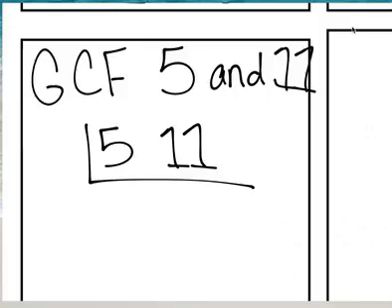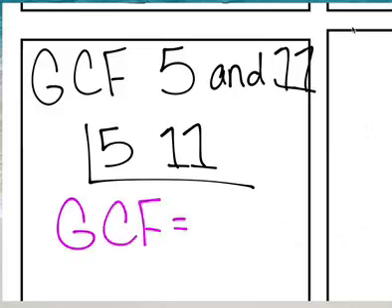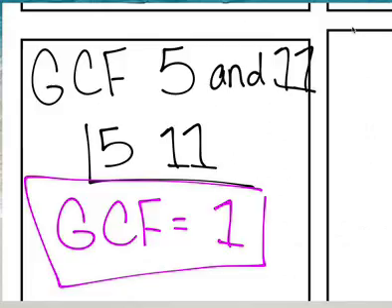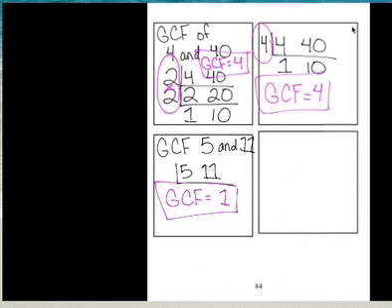If you can't find any other factors to divide by 5 and 11, you can then say that the GCF, or greatest common factor, is simply 1. Remember, this only works if nothing else can go into both of the numbers evenly. So you really have to make sure you're thinking of all of the different factors. Let's try one more together.